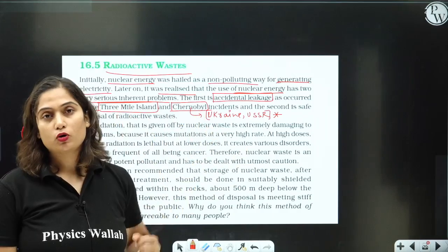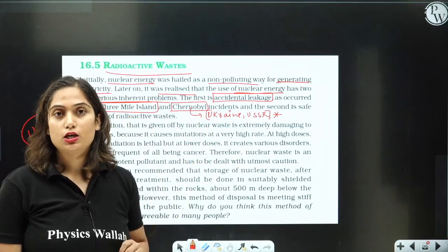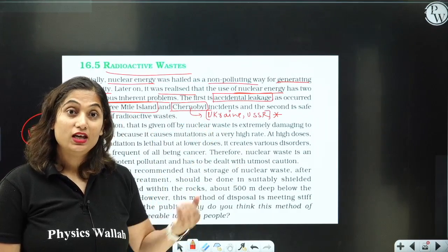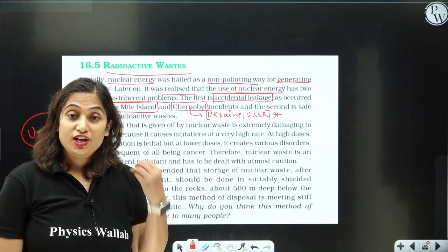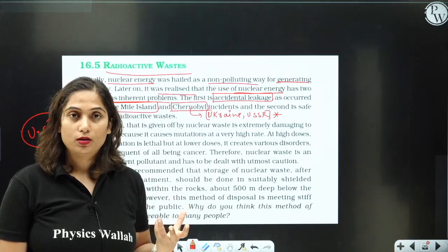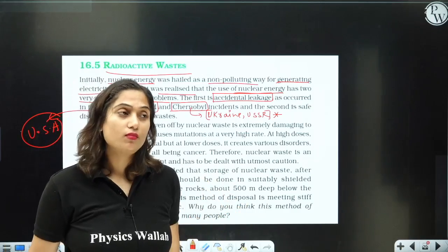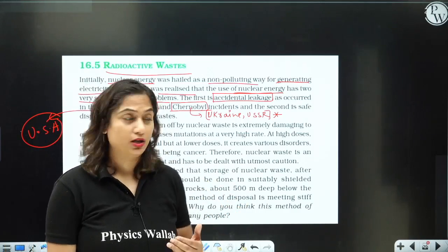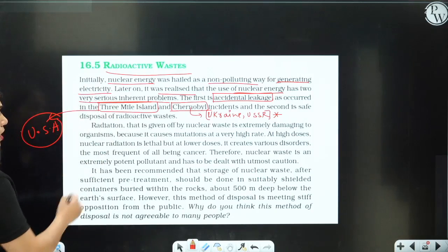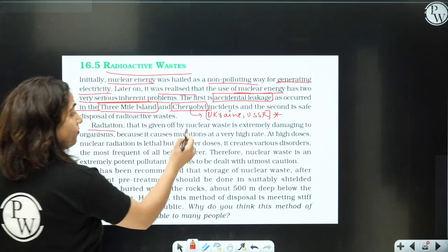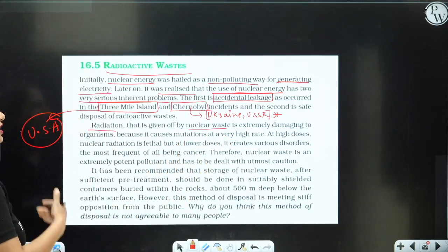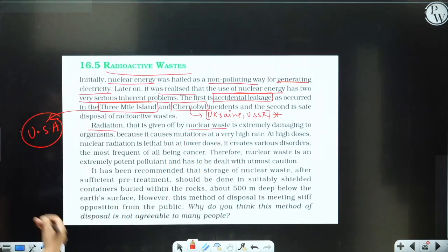These are the two important cases of accidental leakage, and you know that in Chernobyl, even today, the genetics of the people over there is affected, right? They still are born deformed. So the radiation that is given off by the nuclear waste is extremely damaging, and it can cause mutations, and we know that mutations can be inherited from one generation to another.